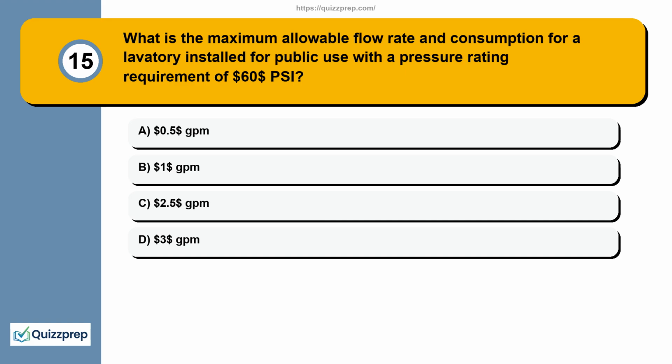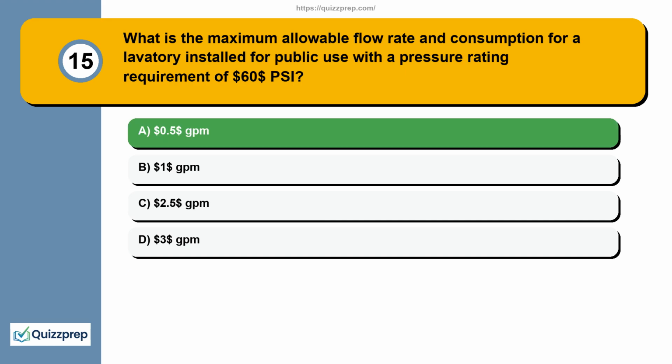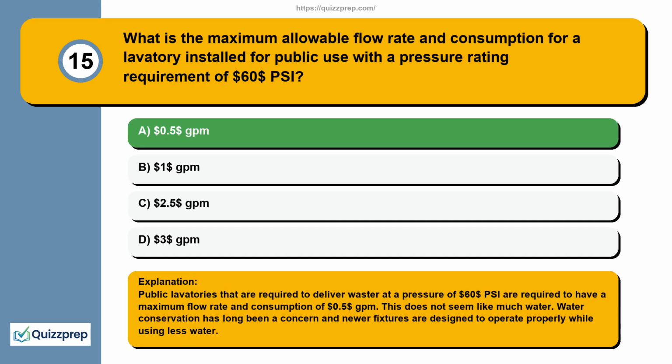Question 15. What is the maximum allowable flow rate and consumption for a lavatory installed for public use with a pressure rating requirement of 60 psi? 0.5 GPM, 1 GPM, 2.5 GPM, 3 GPM? Public lavatories that are required to deliver water at a pressure of 60 psi are required to have a maximum flow rate and consumption of 0.5 GPM.